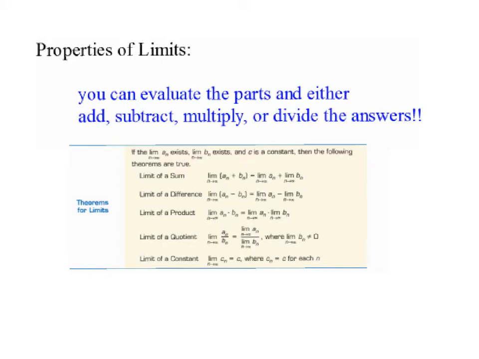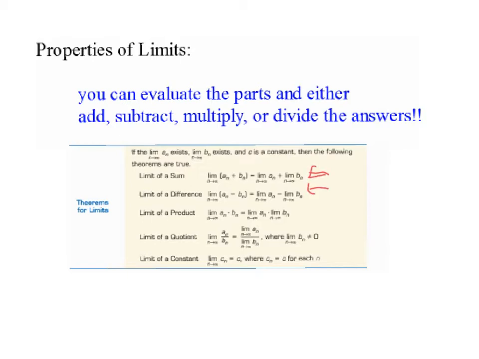Next is really basically from the book. It just shows a whole bunch of theorems for limits, and none of this is a big deal. This isn't like the log properties where we actually needed to memorize everything. The limits all do the same thing. Basically, if you have a limit of a plus b, you can split it up into 2 separate limits, the limit of a plus the limit of b. That's what this one says.